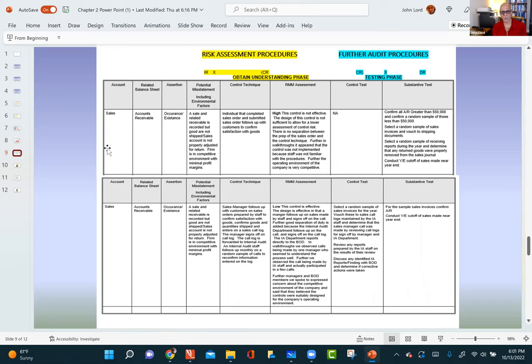And in this example, I think I had call logs that were signed off on, and then the internal auditors kept those call logs, and they periodically reported back to the board of directors. Okay, any questions about any of that? That is the thought process.